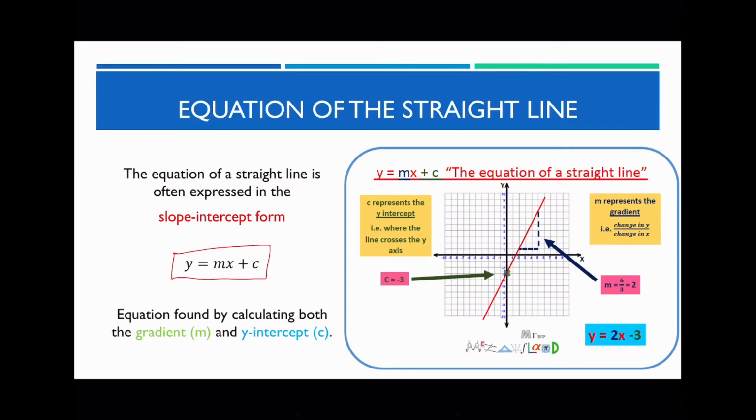The gradient is always going to be represented by the letter m, and your y-intercept is going to be represented by the letter c. To help you understand, the gradient is essentially the slope, or it's equal to the rise over run. For instance, if I look at these two coordinates over here, I'm looking at how far up it went, so that's the rise. In this case, I'm going up by 6 units and moving by 3 units horizontally.